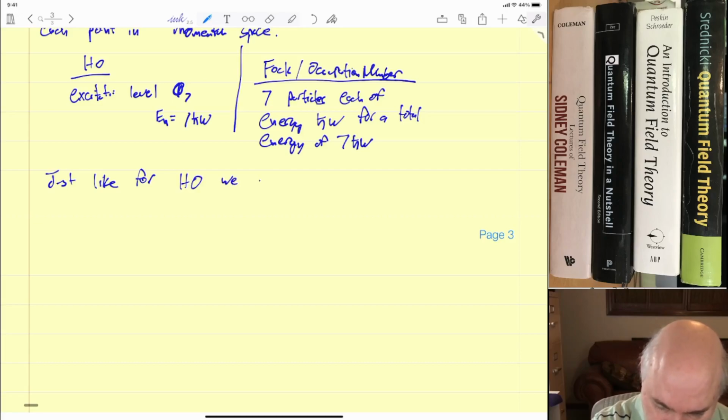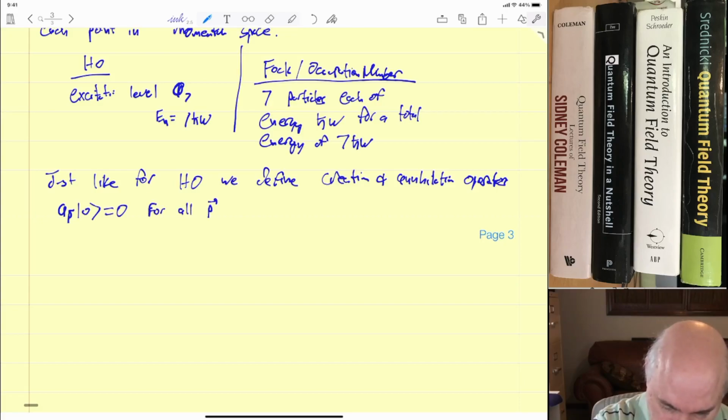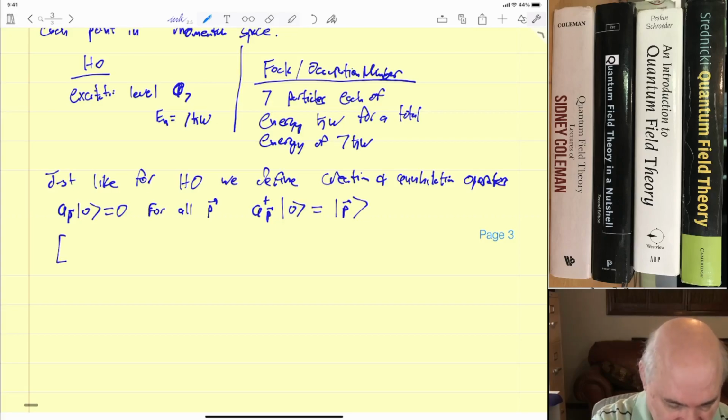And just like for the harmonic oscillator, we define creation and annihilation operators. Here we have the states. First of all, we'll define the annihilation operator acting on the vacuum equals 0 for all p. And we'll define a creation operator, which operates on the vacuum, and that just gives us a state with one particle of momentum p. It creates a particle. So it's the same thing as in the harmonic oscillator, and we have the same commutation relations.